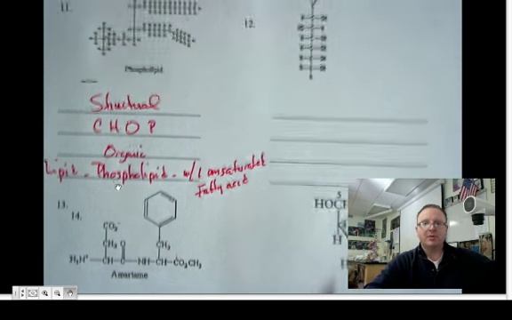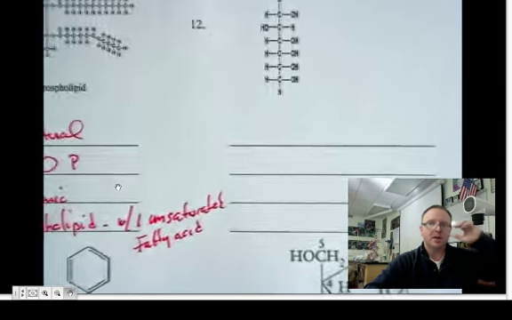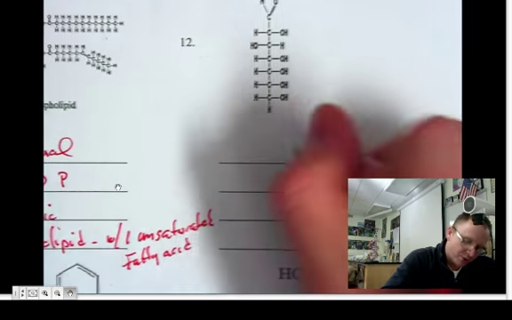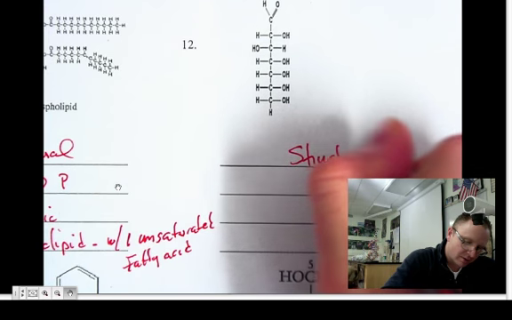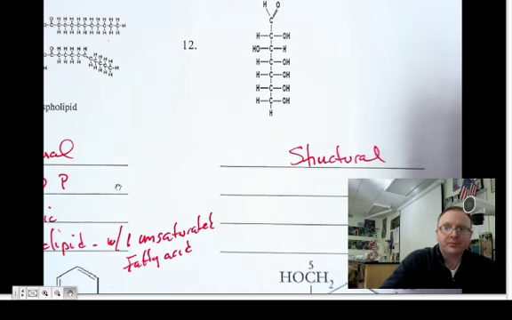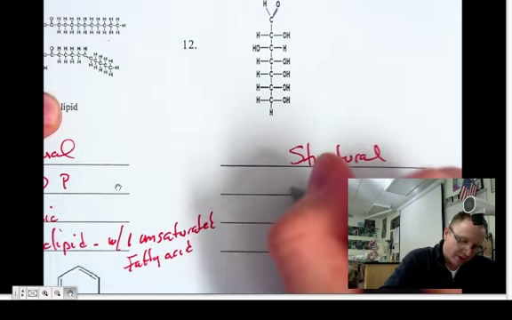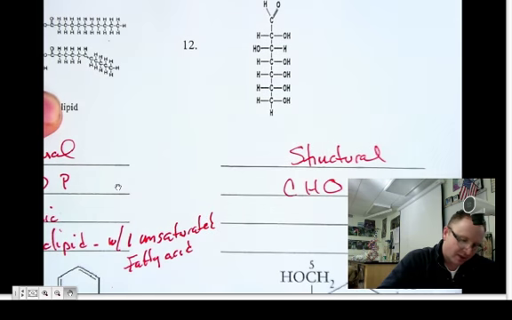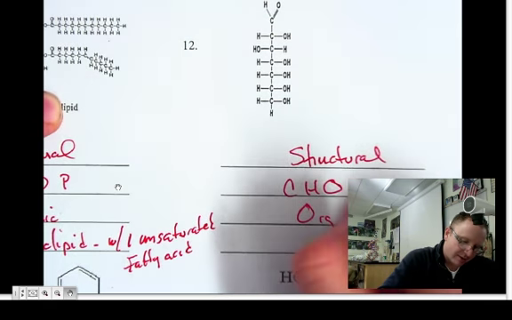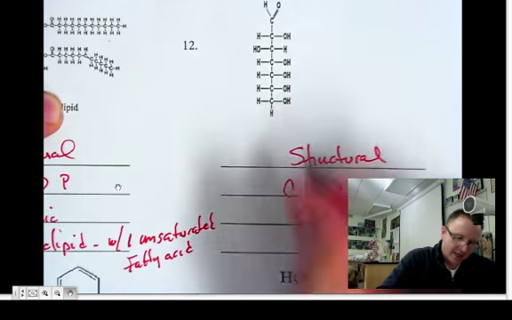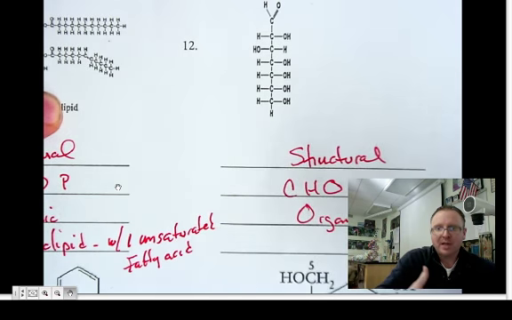Okay, number 12. Let me zoom in here a little bit for us. Number 12, this is going to be a structural formula. We have the elements carbon, hydrogen, and oxygen present. This is going to be organic. And again, whether it's a lipid or a carbohydrate, we need to take into account.